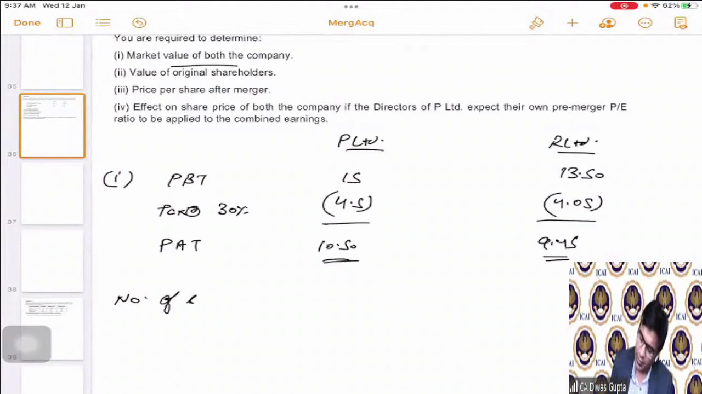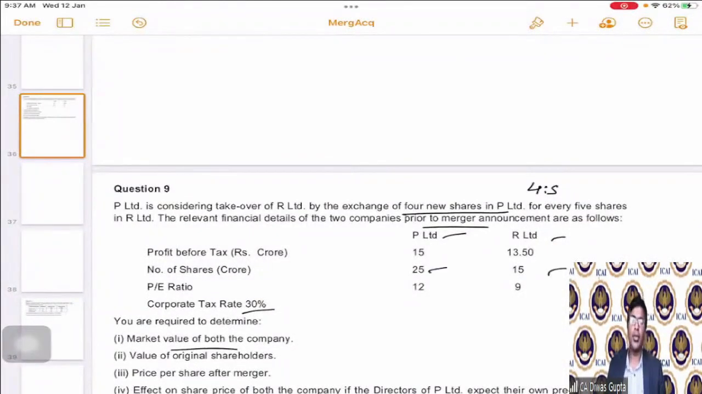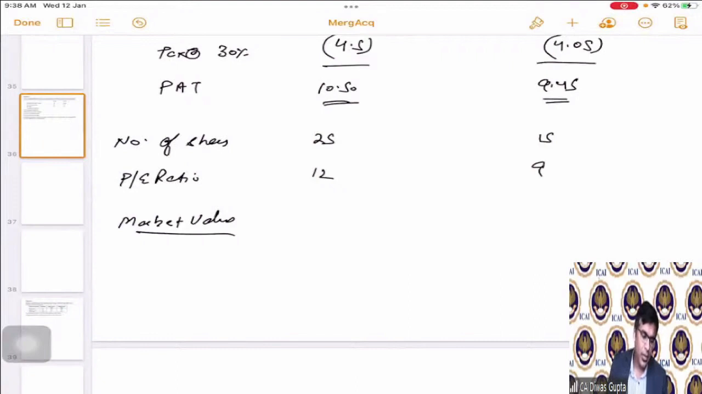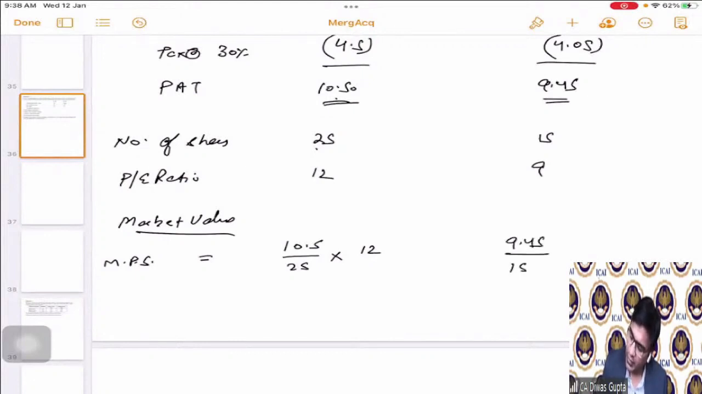Now the number of shares is given as 25 crores and 15 crores. PE ratio is 12 and 9. Market value. Can we calculate the market value? Yes. The price per share is how much? First of all, the EPS is 10.5 divided by 25, correct? That is the EPS, multiplied by the PE ratio. This will give us MPS, market price per share. Similarly, here if we calculate, PAT is 9.45, number of shares are 15, multiplied by 9.